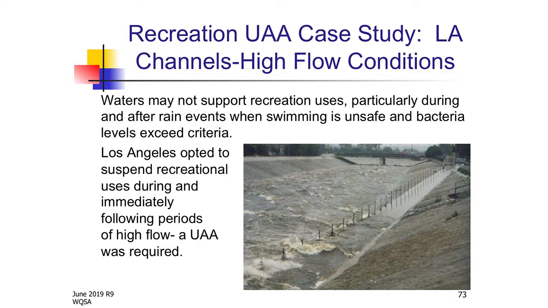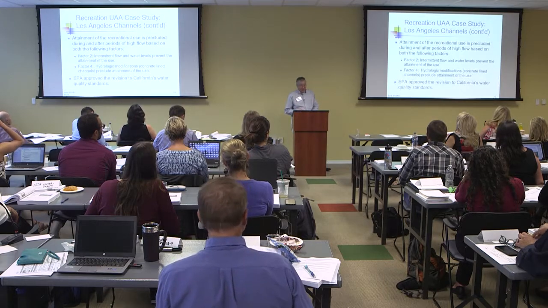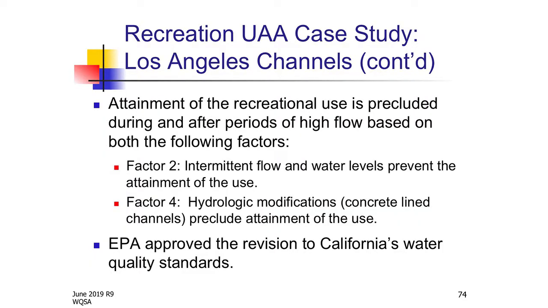So the LA Regional Water Board adopted a temporal change to the recreational uses that was only in effect during and just after storm events of a specified size. They provided data and information on the level of rainfall that triggered swift water rescues and information on how long the conditions lasted. They used factor 2 and factor 4 of the 131.10(g) requirements. Factor 2, intermittent flow and water levels prevent the attainment of the use. And factor 4, hydrologic modifications, in this case concrete lined channels, precluded attainment of the use. And EPA approved these revisions.